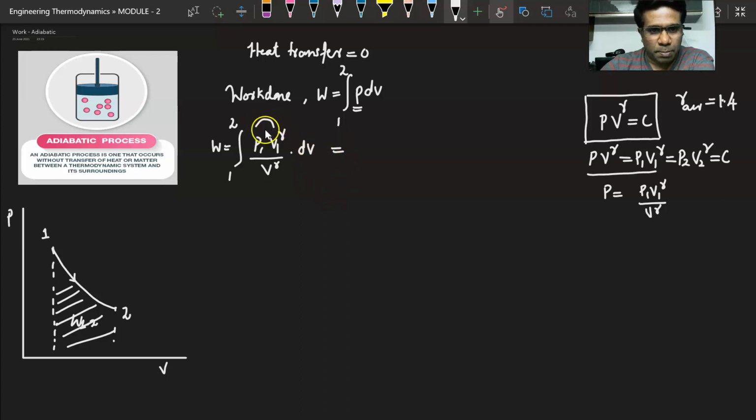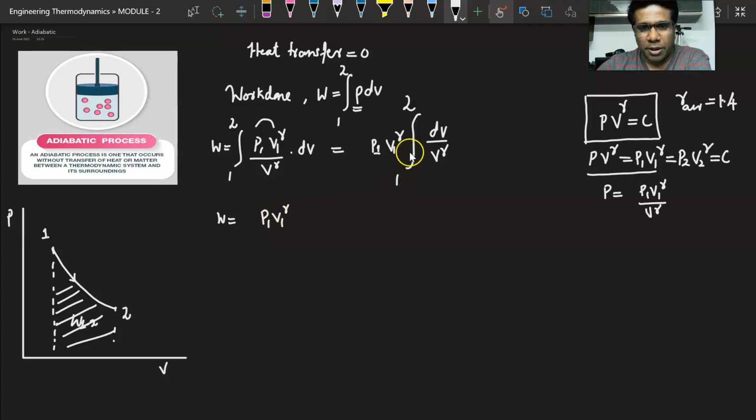Again, this term P1 V1 raised to gamma: P1 V1 raised to gamma is equal to P2 V2 raised to gamma, which is equal to a constant. Therefore, this value is a constant value. So I can write it as P1 V1 raised to gamma integral 1 to 2 dV by V raised to gamma. That means my equation for work done will become P1 V1 raised to gamma, and I am taking this integral dV by V raised to gamma.